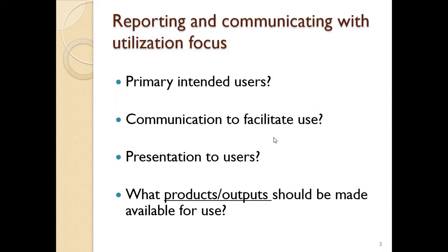Okay, so reporting and communicating evaluation findings and recommendations with a utilization focus. Do we know the primary intended users of the evaluation findings? How do we communicate and facilitate the use of the findings? How do we present the information to the users? And again, what particular products or outputs should be made available for specific intended users?